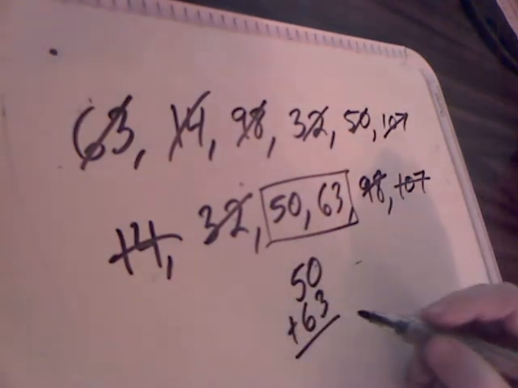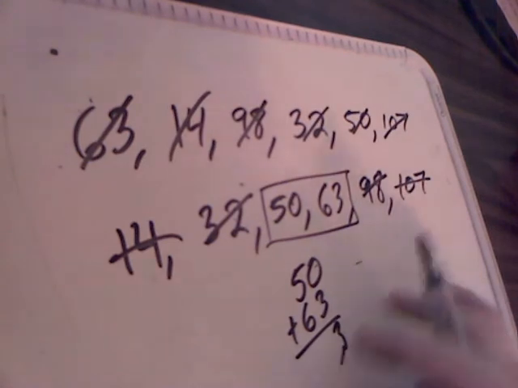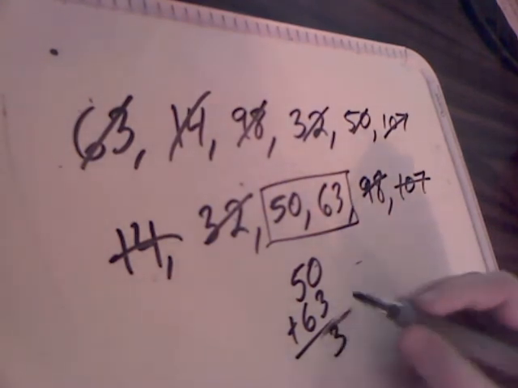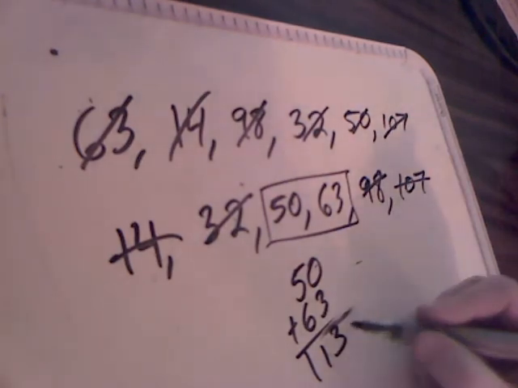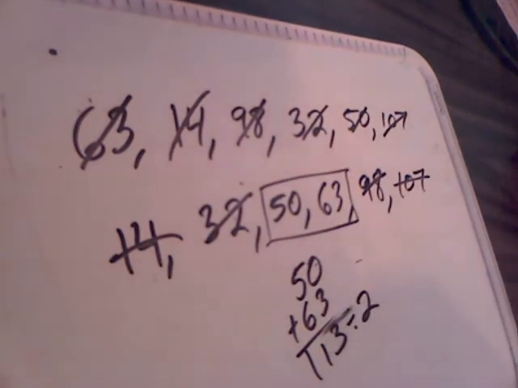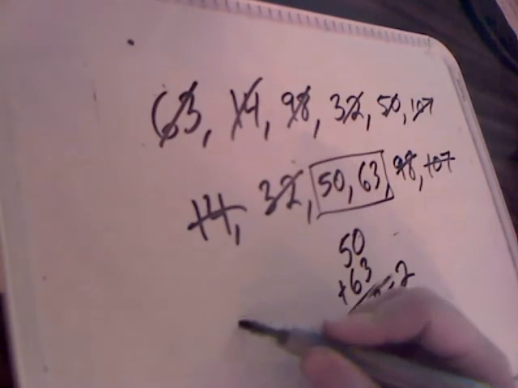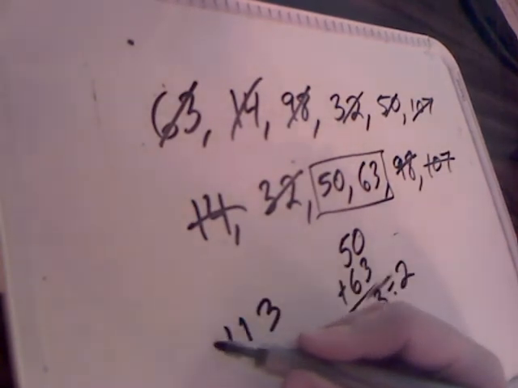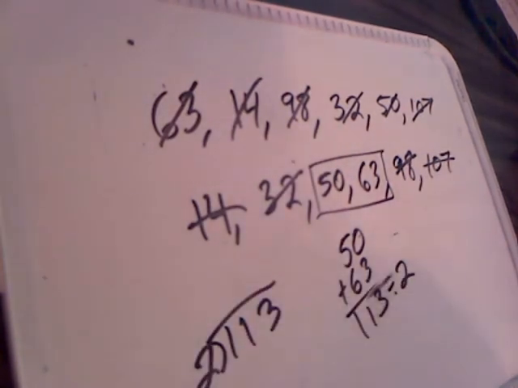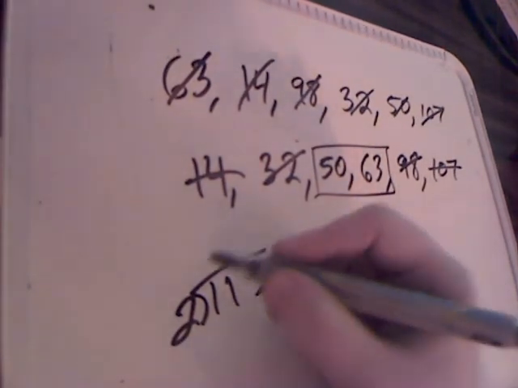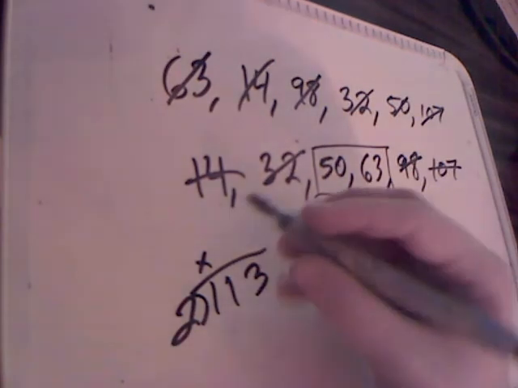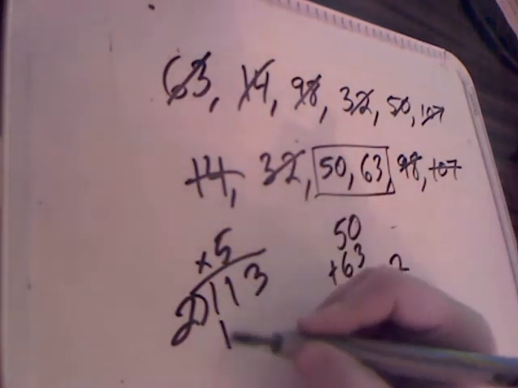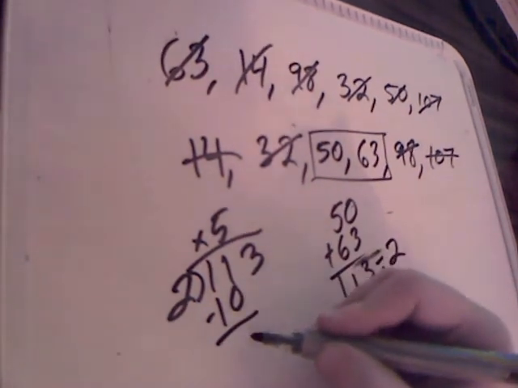50 plus 63 is a much neater 113. And then we're going to divide that by 2. Let's show our work over here because we should always be showing our work. 113 divided by 2. 2 goes into 1. It doesn't. 2 goes into 11 5 times. 2 times 5 is 10. We're left with a 1 down here.